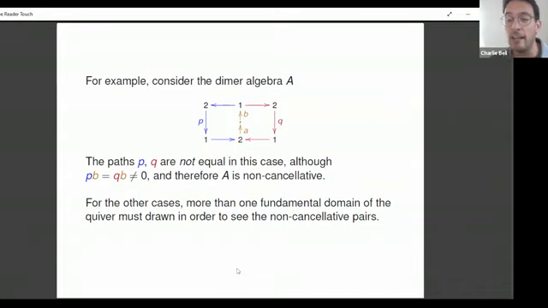This is a simpler example. The other 2 examples, to really see these non-cancellative pairs of paths, you need to draw more than 1 fundamental domain. So they're more involved to find the non-cancellative paths. But in this example, it's real straightforward.